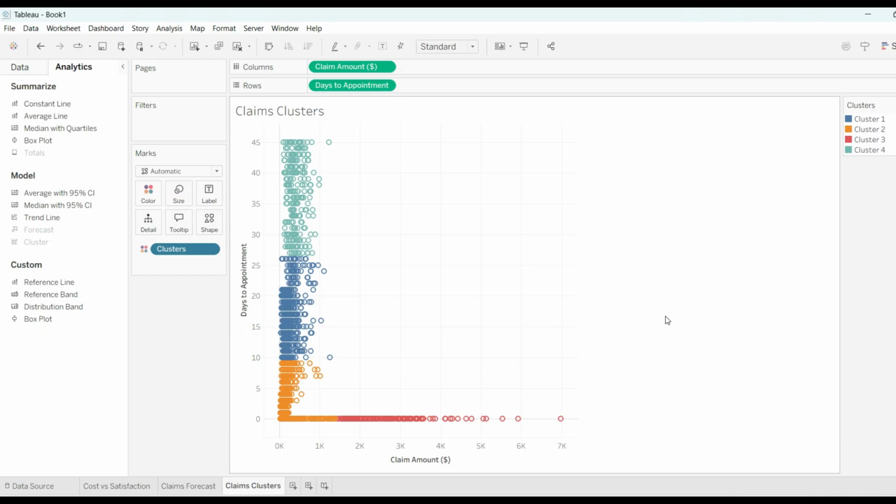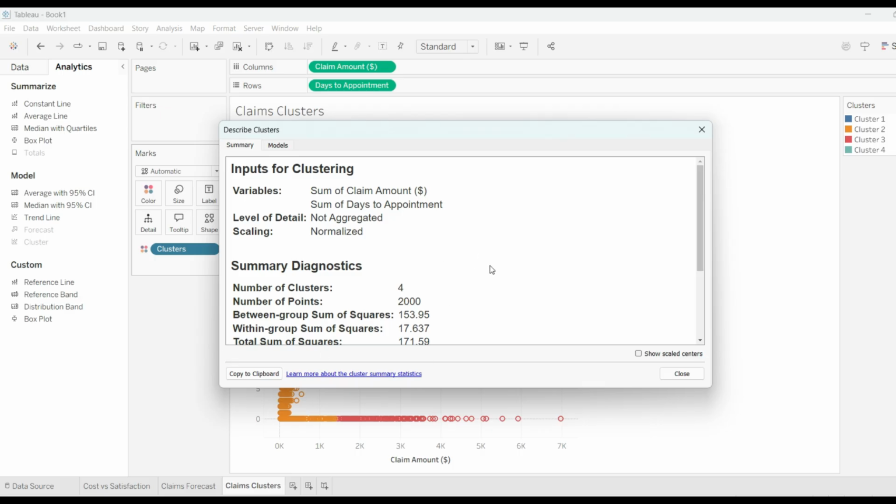So, but here's the thing. More clusters mean finer distinctions. Fewer clusters mean broader groupings. So what you can see here too, and notice right here, this one also has described the clusters like we did with that forecast on the other. So here's what we've got.